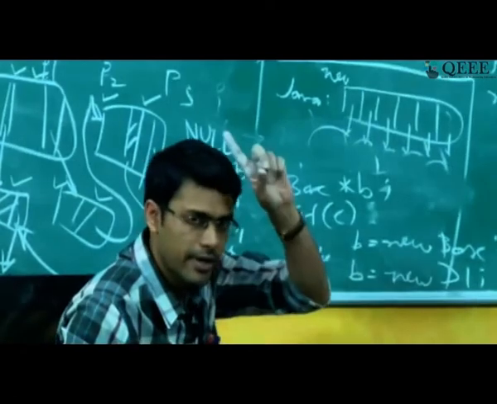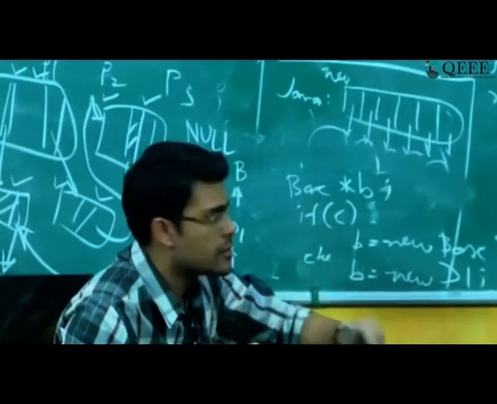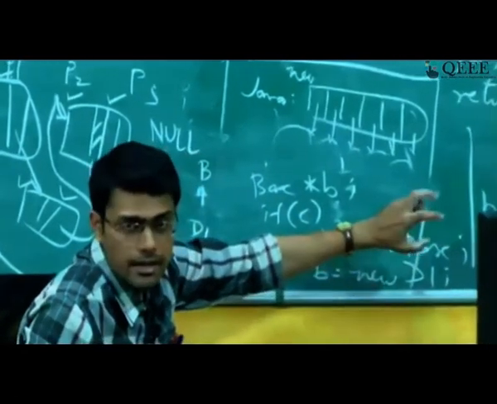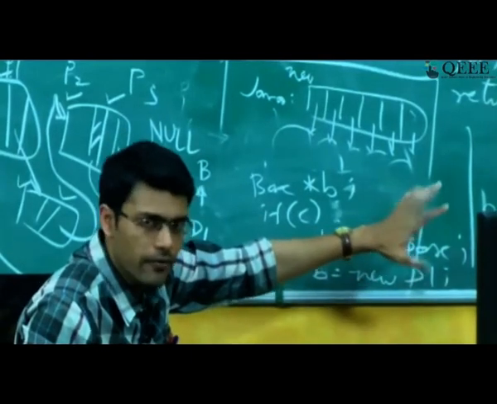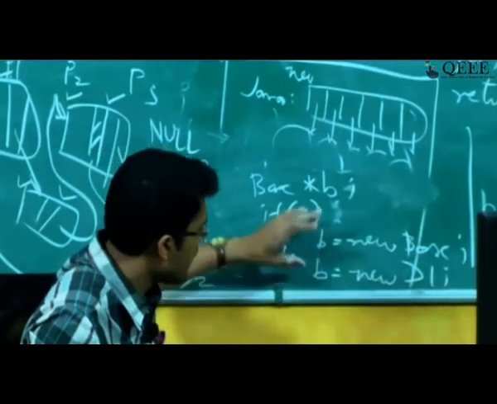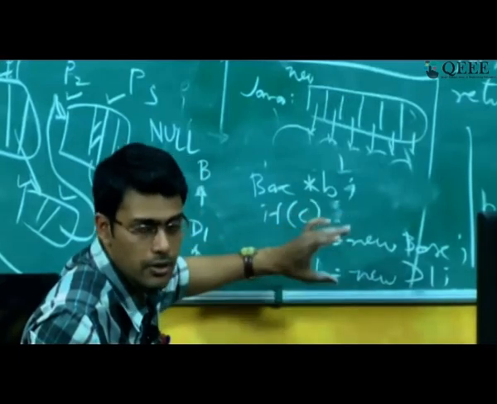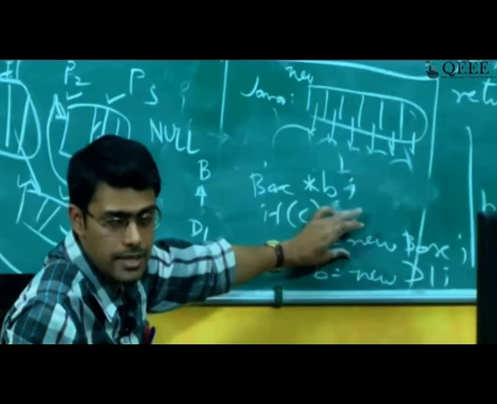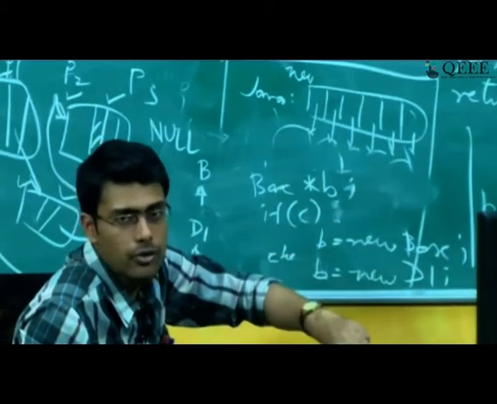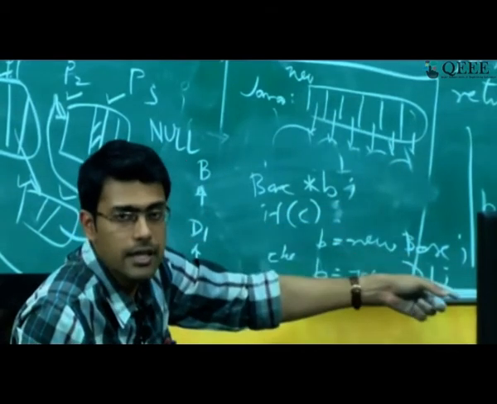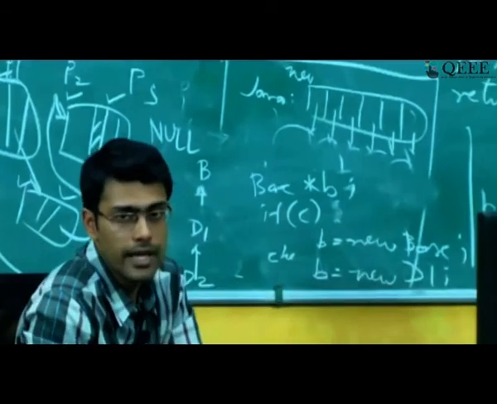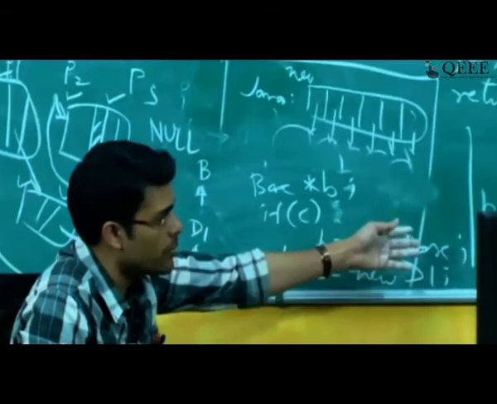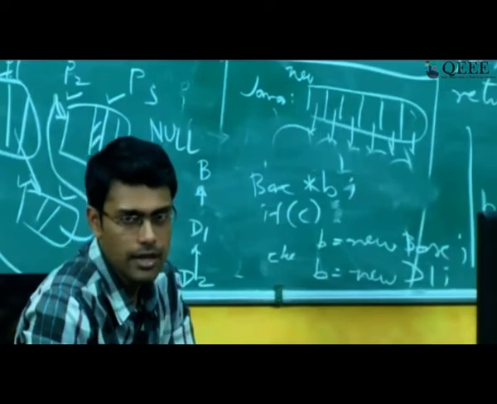This information is available only at runtime, which means that if I am invoking an operator or a function which is defined for the derived class but not for the base class, and the pointer is pointing to the base class, then that should result in a runtime error. I won't be able to figure that out at compile time because I don't know if b is really pointing to the base class or the derived class.